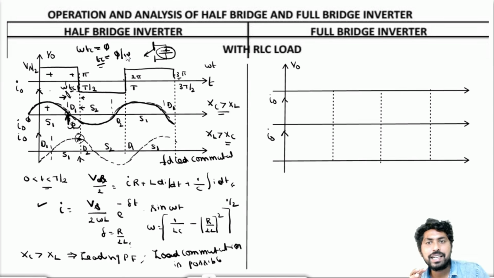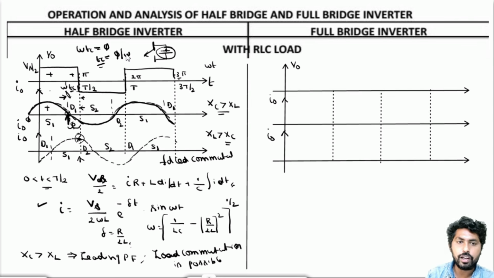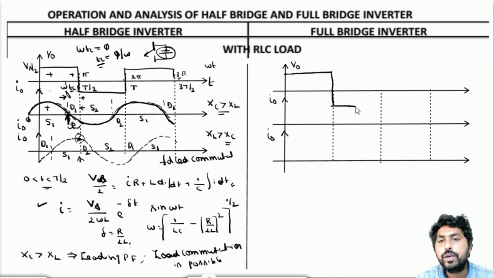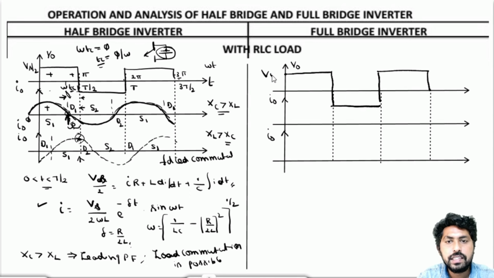Similarly, now you are able to draw the full bridge inverter also, because these two are the same. Only the conducting devices will change, and the amplitude of the output voltage will change. The output voltage waveform will not change. So it is Vs and minus Vs. Let the period be T.